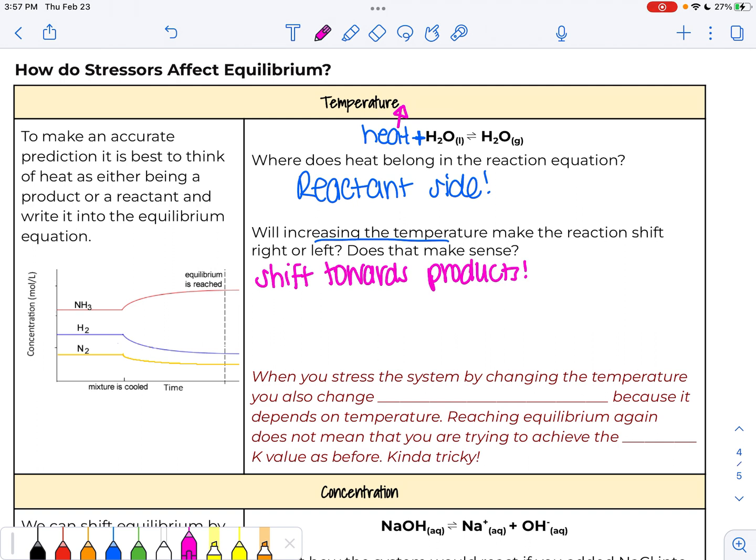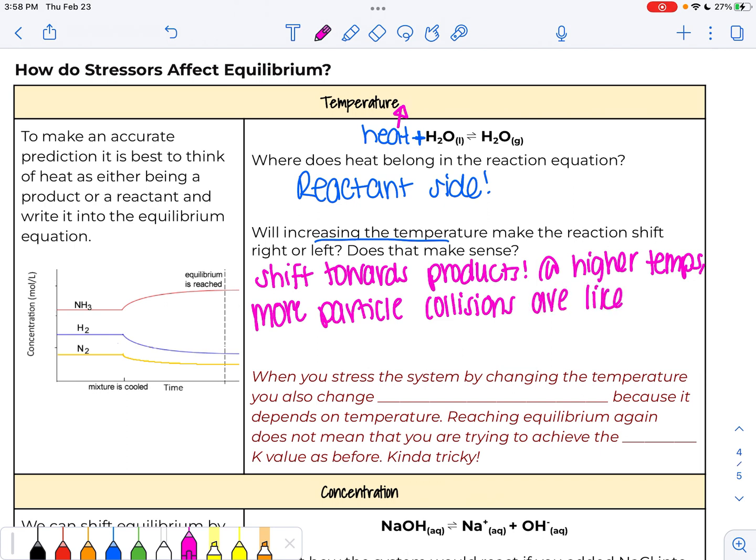If you're at higher temperatures, what's happening to your particles? Your liquid particles are absorbing that energy. They're moving faster and faster. The faster they move, the more likely you've got collisions between those particles. Those particles are going to bump, exchanging all of that kinetic energy, and boop, turn into the gas phase when they get enough energy to break those intermolecular forces away from each other. So at higher temps, more particle collisions are likely, driving the forward reaction.